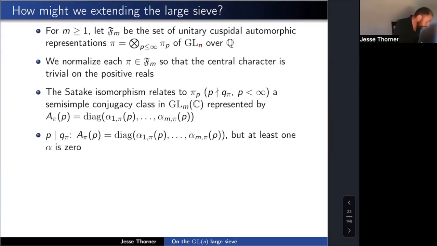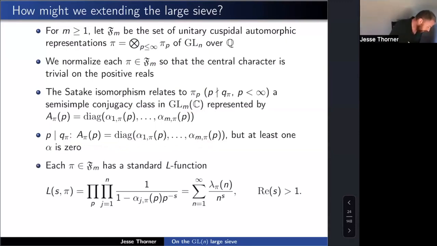So this works for all p not dividing the conductor of pi. For p dividing the conductor of pi, I do end up having a similar sort of matrix, but it's no longer in GL_m of C. I might have some of these alphas equaling 0.